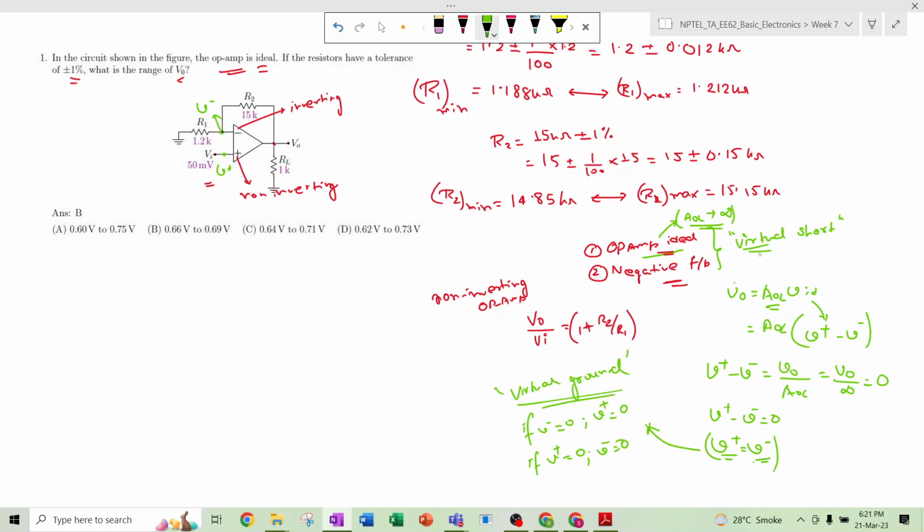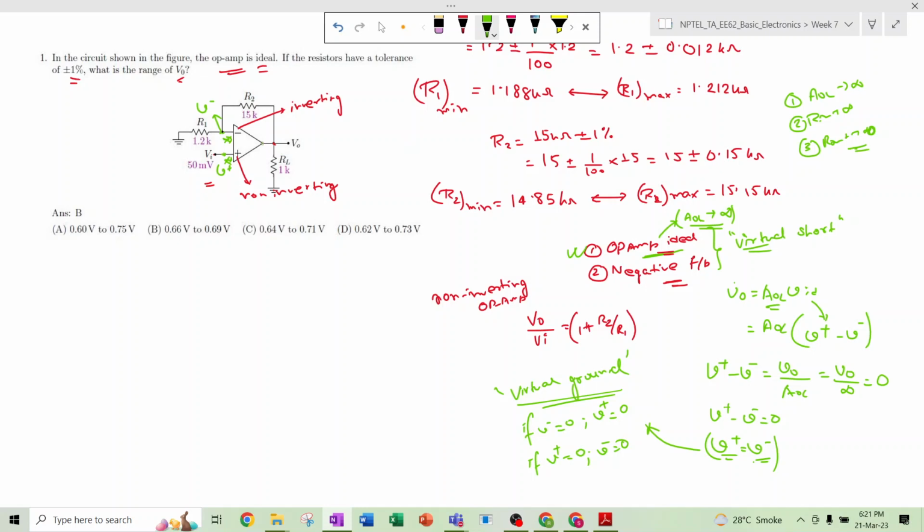Okay, so for satisfying the virtual short, the op amp has to satisfy these two conditions. First one is the op amp is ideal, that means AOL tends to infinity. Op amp ideal means several things, actually three things are there. First thing is the open loop gain is infinity. Second thing is input resistance is very high. Input resistance very high means the op amp should not draw any current, so no current will be flowing into the op amp, right? And the third is the output resistance is almost 0.